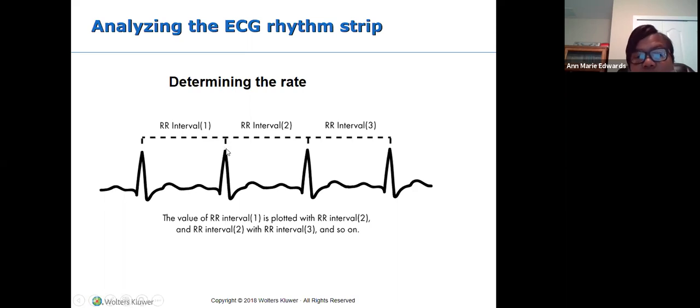So from here to here would be 1. From here to here would be 2. From here to here would be 3. Okay. So if this was a 6-second strip, consider that this is a 6-second strip, and we only have 3 intervals. What would that heart rate be? Remember, what you count is going to be multiplied by 10. So it's like you're counting your pulse for 6 seconds and multiplying it by 10. I got 3, okay? So that means your pulse rate would be 3 times 10. Your pulse rate would have been 30, okay?